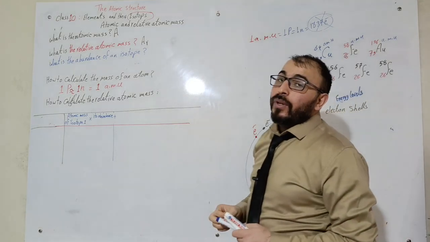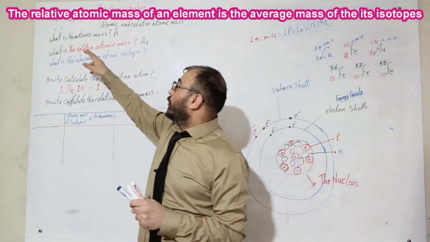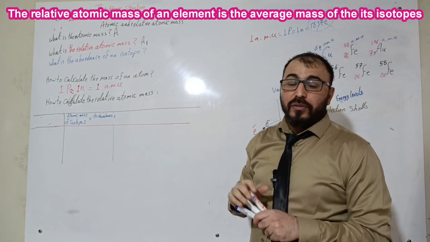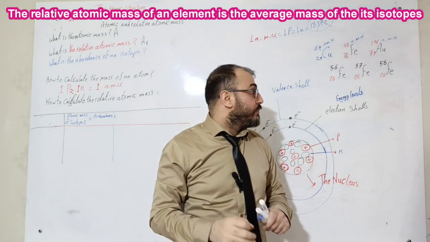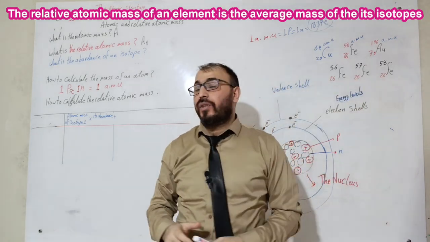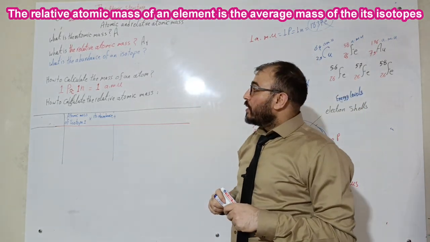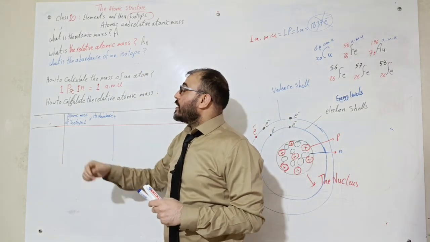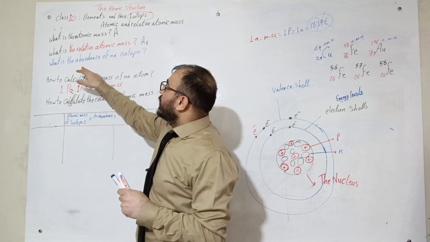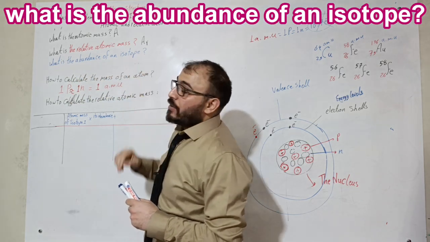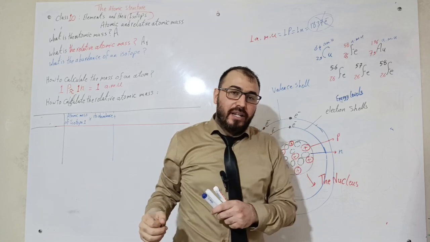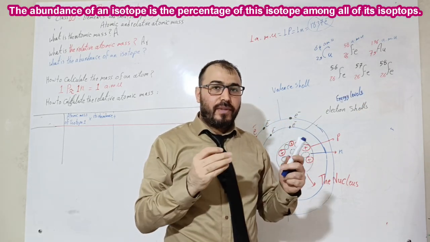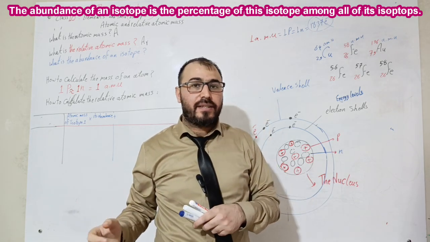To solve this problem, we talked about something called relative atomic mass. So what is the relative atomic mass? The relative atomic mass is the average of the masses of those isotopes. In order to calculate the relative atomic mass, we should answer this question: what is the abundance of an isotope? Actually, the abundance of an isotope inside the element is the percentage of this isotope inside this element.